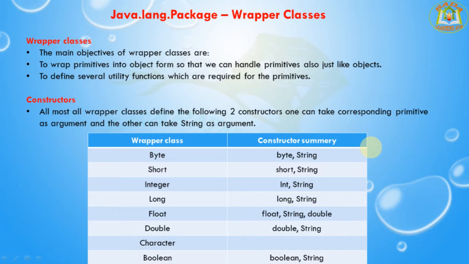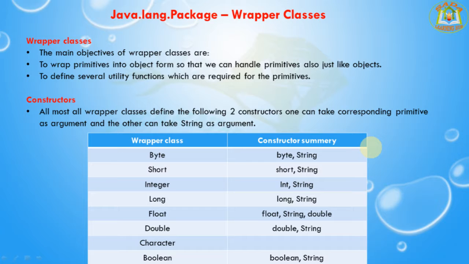Today's session we are going to learn about wrapper classes. The main objective of wrapper classes is to wrap the primitives into object form so that we can handle the primitives also just like objects, and to define the several utility functions which are required for the primitives.